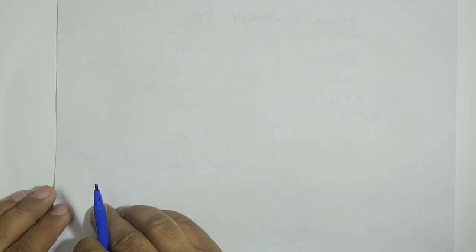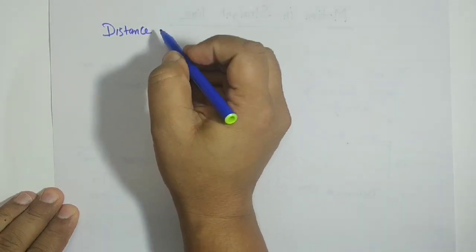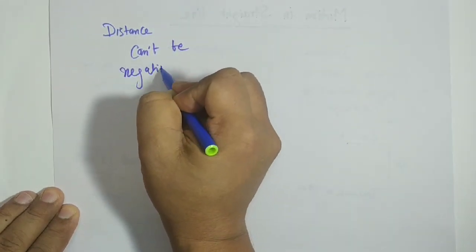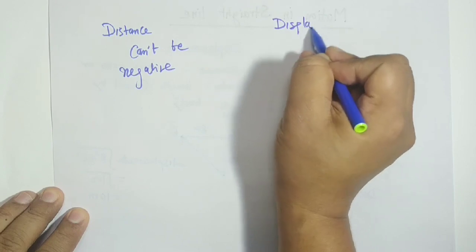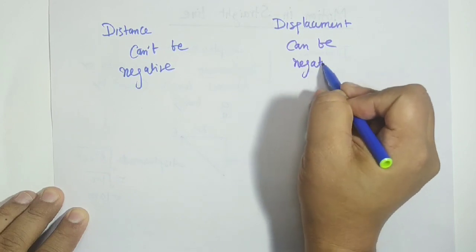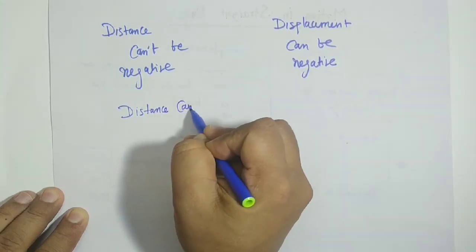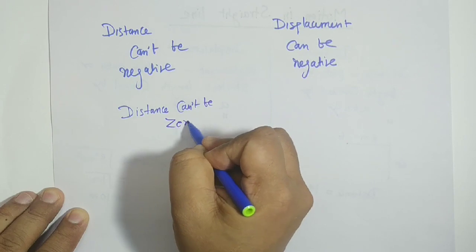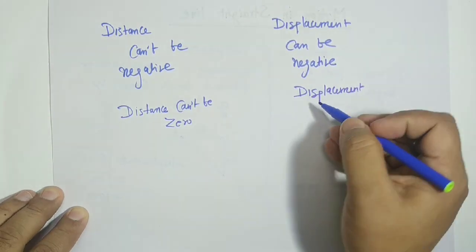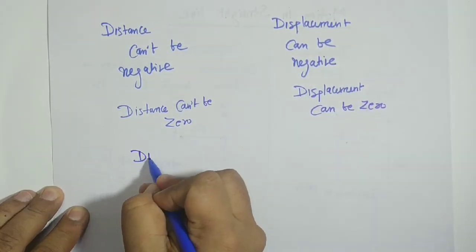Further we will see that distance can't be negative. You can't have a negative distance, whereas displacement can be negative. Distance can't be zero. If you travel, then there is a distance. Displacement can be zero. You go away from your home and you come back. What is the displacement? The displacement is zero.